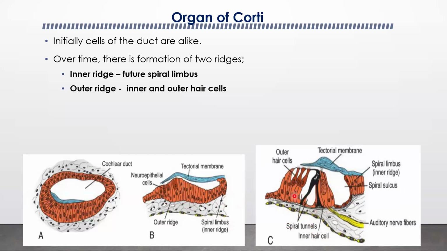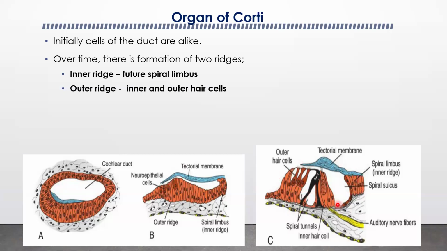So with time, you can appreciate the developments that will happen. This inner ridge will give us the spiral limbus. Then you have this sulcus, or the ridge coming across, the spiral sulcus. Then you have the outer ridge giving us the inner and outer hair cells. Remember, we usually have one inner hair cell and three outer hair cells. In addition to that, we'll also have some other supporting cells: cells of Hensen, cells of Claudius, phalangeal cells, that is inner and outer phalangeal cells, and then talk also about the pillar cells, inner and outer pillar cells. So they will develop at this point.